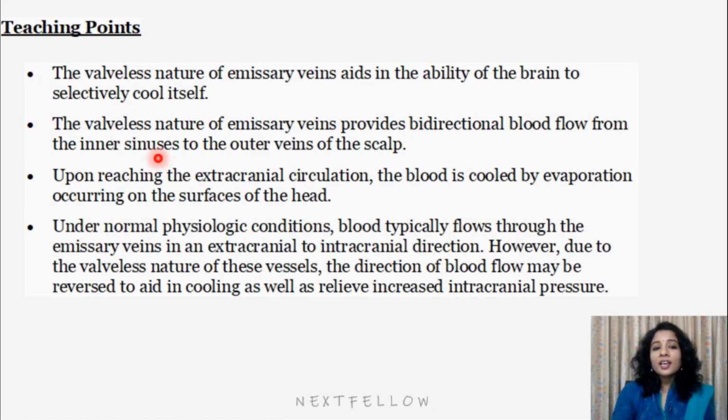So here are a few teaching points. The valveless nature of the emissary veins provides bidirectional flow of blood from the inner sinuses to the outer veins of the scalp. So that is the reason it causes cooling of the brain, and also it prevents the accumulation. Upon reaching the extracranial circulation, the blood is cooled by evaporation occurring on the surface of the head.